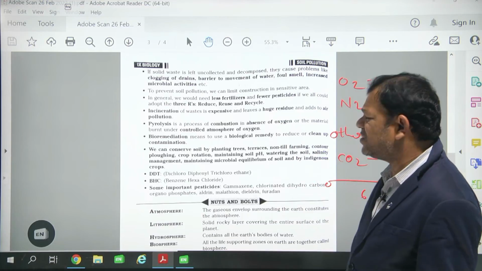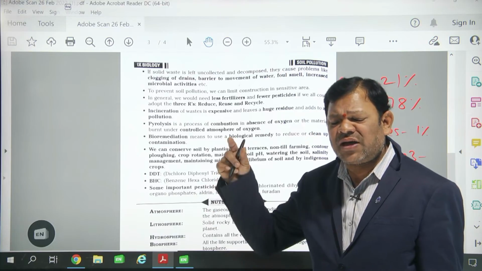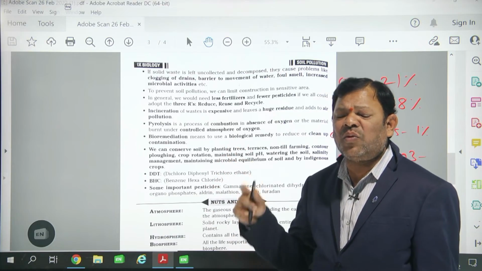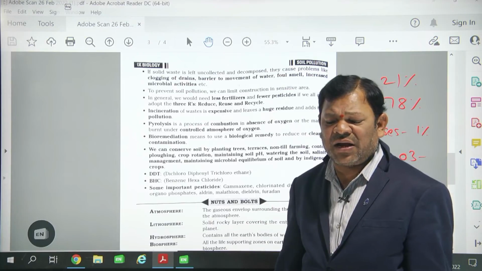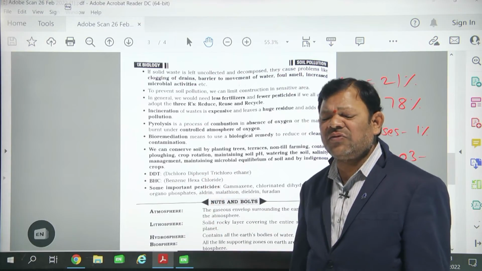And watering of the soil: some crops take very little water, and some crops use more. If you look at paddy, a large amount of water is present; if you look at pulses, a small amount of water.